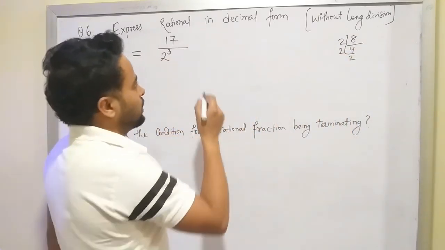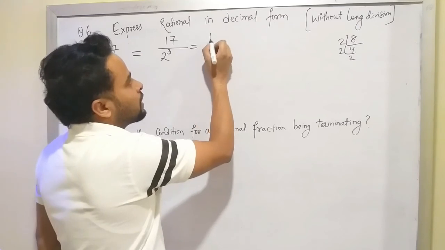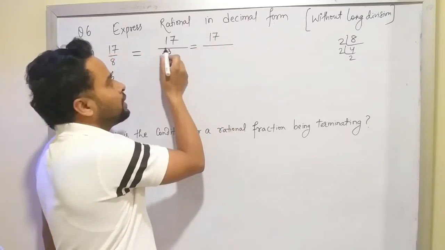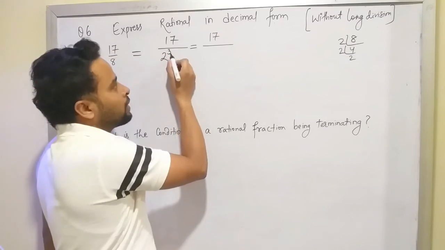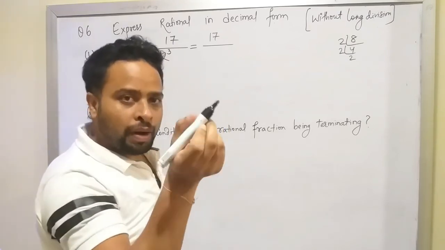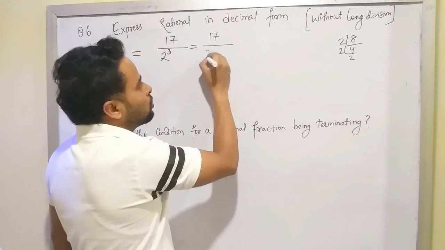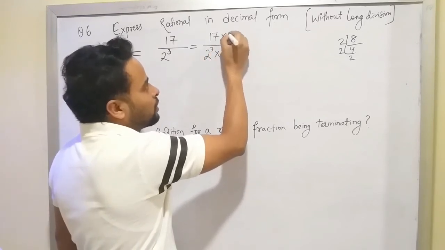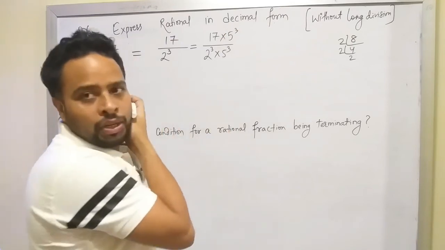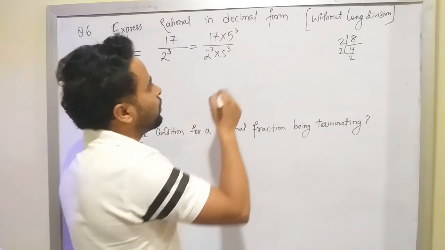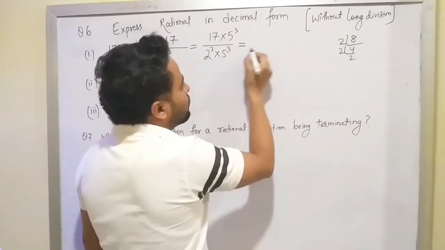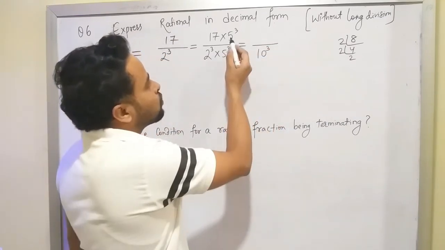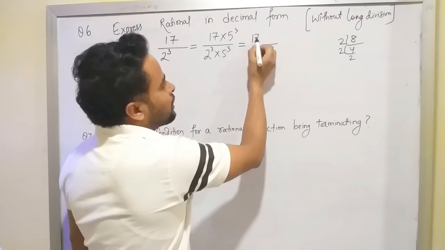So this is equal to 17. Whatever is the value of the power of 2, the same power of 5 you have to bring. So 2 to the power 3 into 5 to the power 3. Multiply numerator and denominator. So what happens is, 2 into 5, 10 to the power 3. And this is 125 into 17.